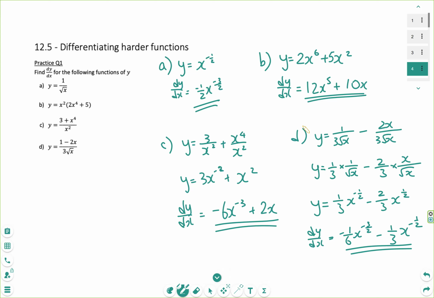And here are the answers. Okay, question A, quite simple. You change the root x in the denominator to the power of negative a half. It is negative because it is in the denominator; you multiply by the power. The power goes down by 1. Easy peasy.